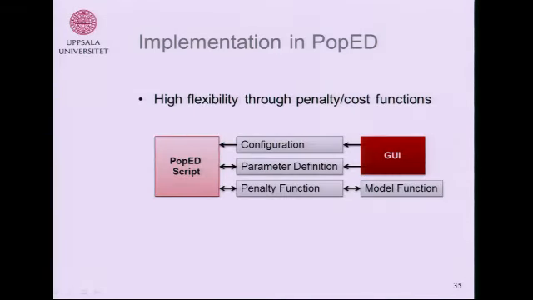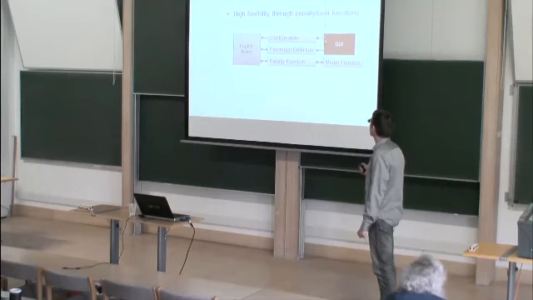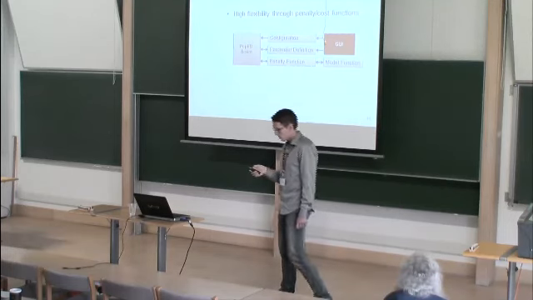PopED also has a high flexibility, so you can write penalty functions which handle these complicated cases of integrating over the covariates and the dropout function. And then the way the communication works is the graphical user interface generates the configuration and parameter definitions according to the user specifications. And the calculation engine takes those values and calls the penalty function and the model function to calculate the Fisher information matrix.